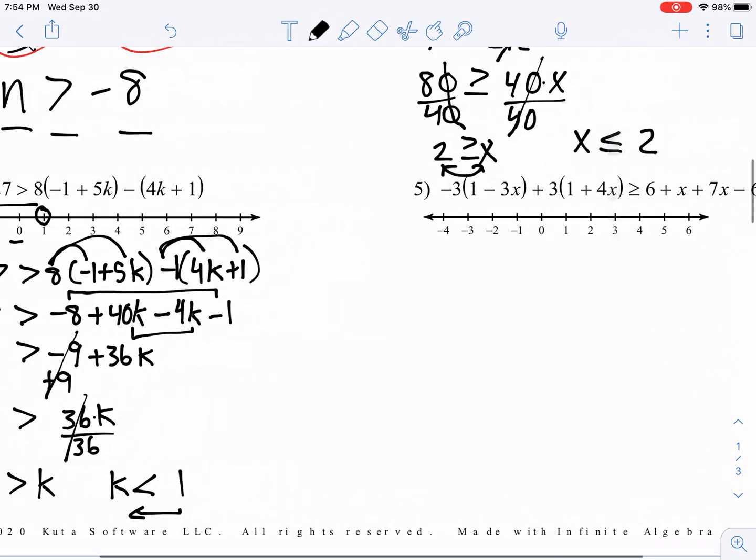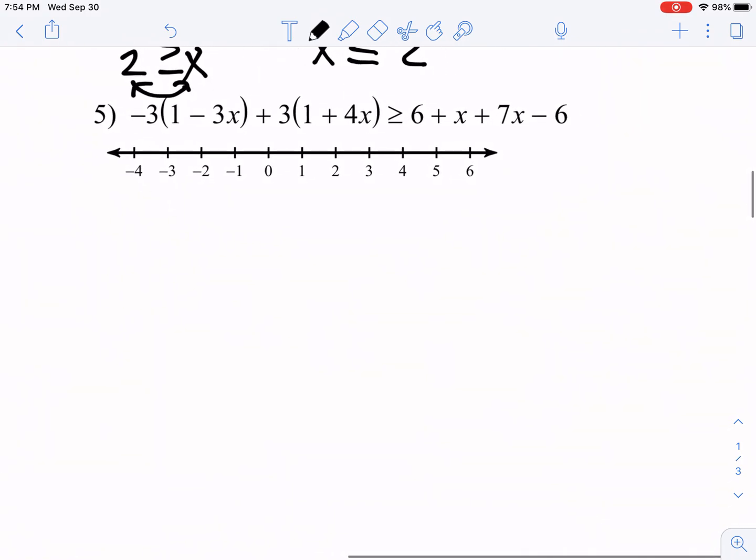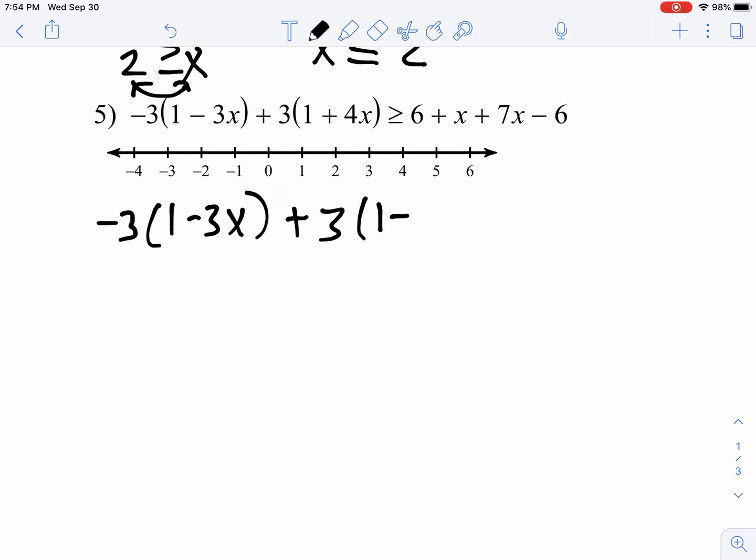Okay, last one we're going to work on here. So in this example, we have a -3 times 1 minus 3x. This one's got a lot going on for it. 3 times 1 plus 4x is greater than or equal to 6 plus x plus 7x minus 6.